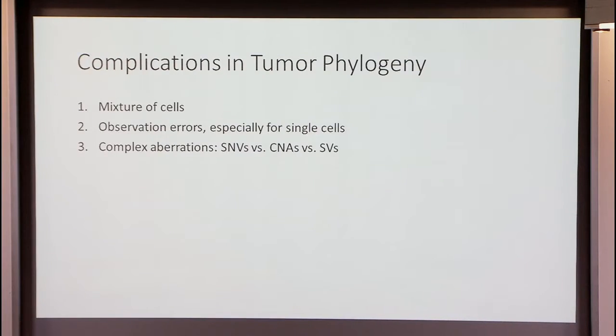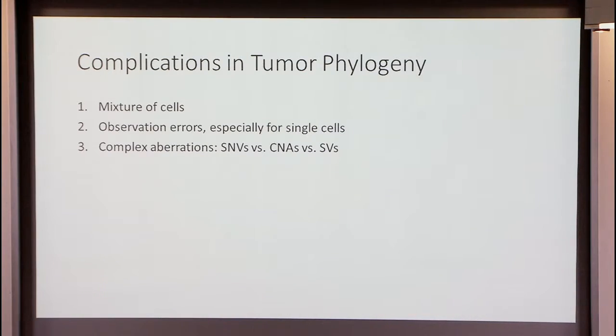Okay, so what makes the problem harder in cancer? Some is due to challenges in the measurement. For a lot of the data, as I'll show you, we don't measure single cells. We measure a mixture of cells. When we do measure single cells, or even sometimes when we measure a mixture, we have observation errors. We have measurement errors, and we need to deal with those. A lot of the phylogeny models that have been around don't really deal with measurement error.